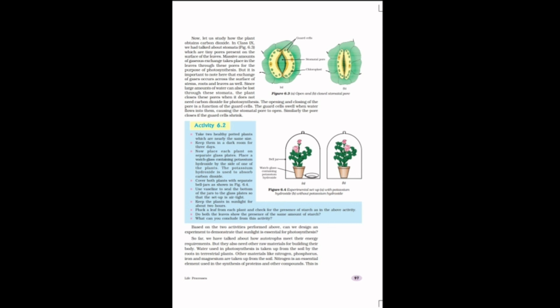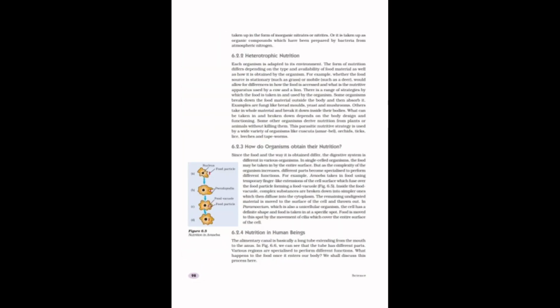So far, we have talked about how autotrophs meet their energy requirements, but they also need other raw materials for building their body. Water used in photosynthesis is taken up from the soil by the roots in terrestrial plants. Other materials like nitrogen, phosphorus, iron, and magnesium are taken up from the soil. Nitrogen is an essential element used in the synthesis of protein and other components. This is taken up in the form of inorganic nitrates or nitrites, or as organic compounds which have been prepared by bacteria from atmospheric nitrogen.